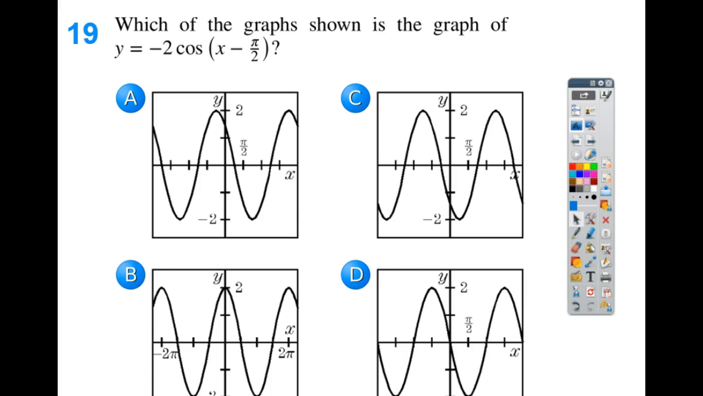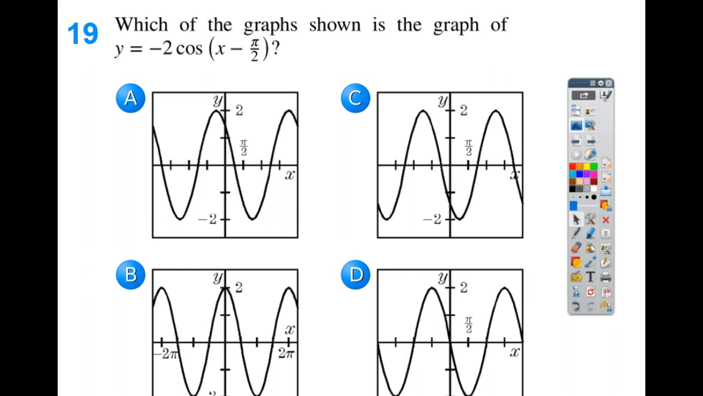Okay, so we're doing cosine. And so if I'm doing cosine, where's cosine supposed to start? 1. But when I multiply by minus 2, it's going to flip it to negative 2. So it has to be upside down, right? And then, all right, so it all looks the same, right?